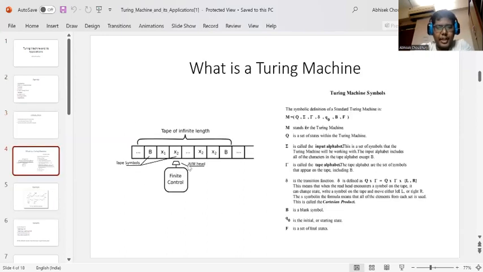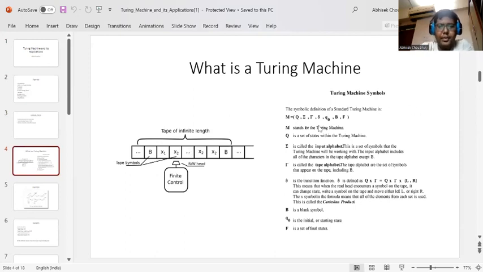This is what a Turing machine looks like. It consists of an infinite tape with symbols on it, and there are discrete cells. Each cell contains a symbol, and there is a read-write head with a finite control. This read-write head reads the symbol from the tape, and it can write the symbol onto the tape. So at every step of operation, it will read the symbol, write a symbol onto the tape, and will move either left or right.